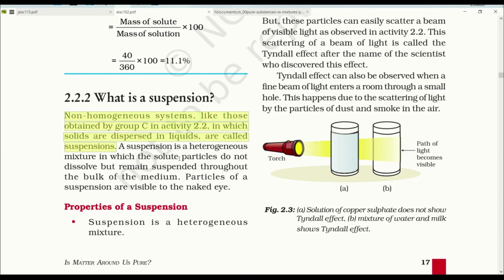A suspension is a heterogeneous mixture in which the solute particles do not dissolve but remain suspended throughout the bulk of the medium. An example is mud dissolved in water. If you dissolve mud in water, you can see all types of particles flowing or scattered in water, and it won't dissolve, it will still remain like that. It will have husk, dirt, remains of plants and animals and everything. That type of solution is called a suspension, and the particles of a suspension are visible to the naked eye.